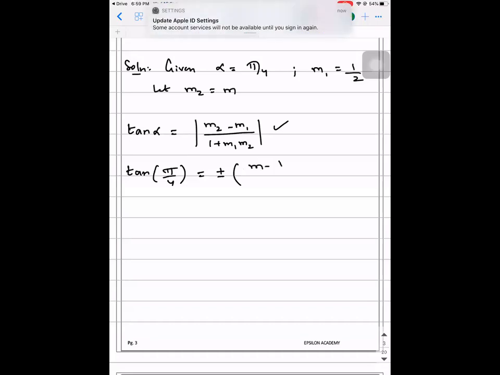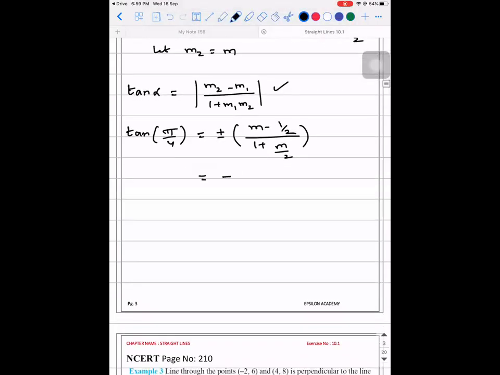So it is (m minus half) divided by (1 plus m by 2). Accepted? So it is plus or minus (2m minus 1) divided by (2 plus m), equal to tan pi by 4.